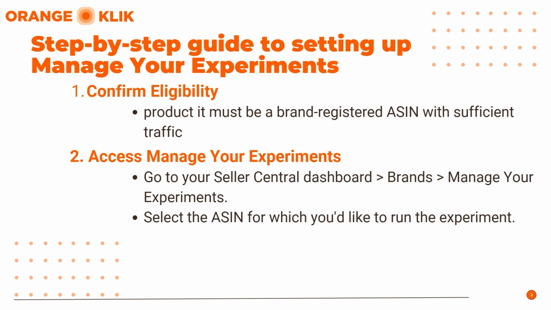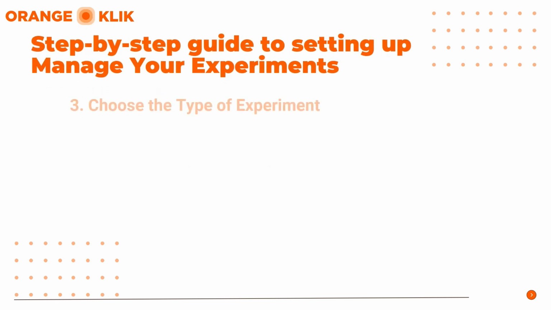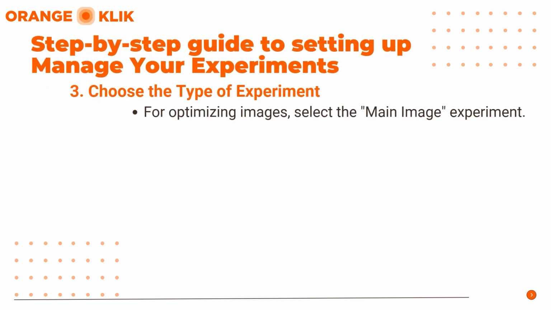Select the ASIN for which you'd like to run the experiment. From that, choose the type of experiment. For optimizing images, select the main image experiment. And you can also test titles, A+ content, bullet points, but for now, we are going to just focus on the main images. You can also create variations.